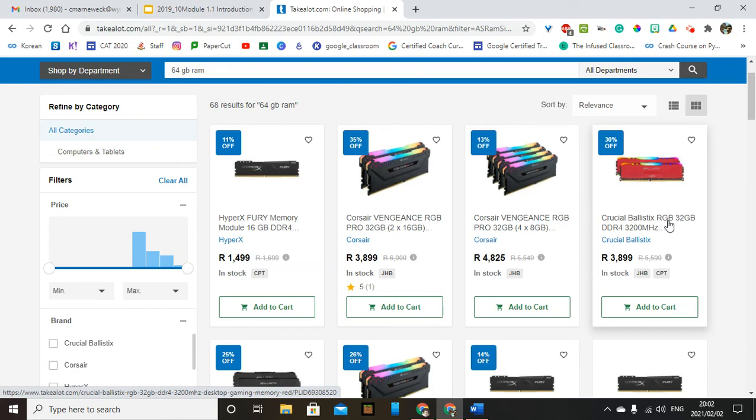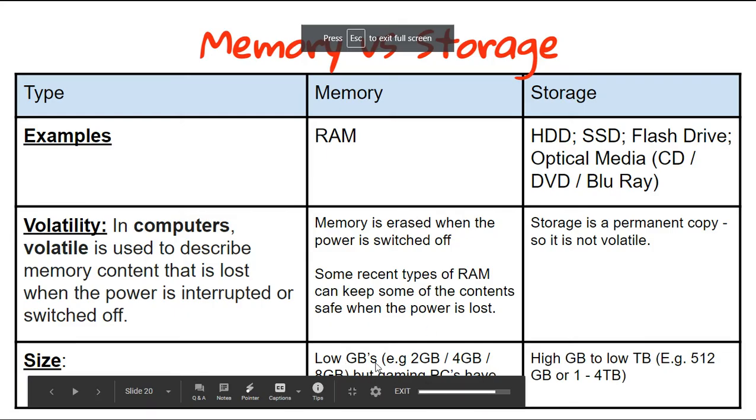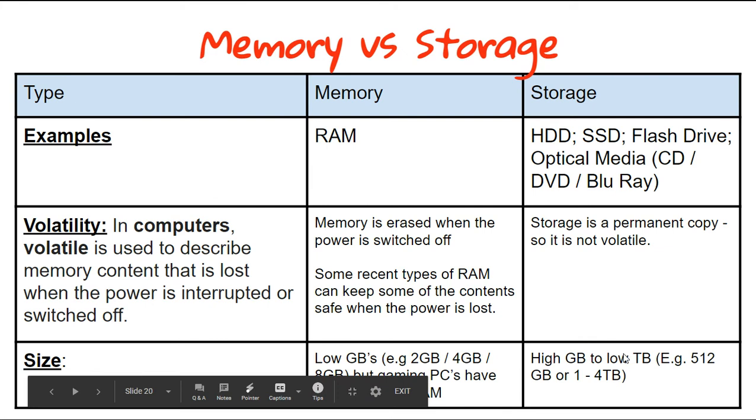So you can see that your RAM is more expensive per gigabyte, and storage is a lot cheaper per gigabyte. Hard drive is a lot cheaper than solid state drive, but solid state drive is a lot faster.